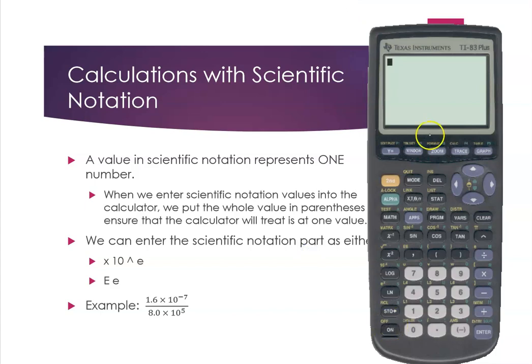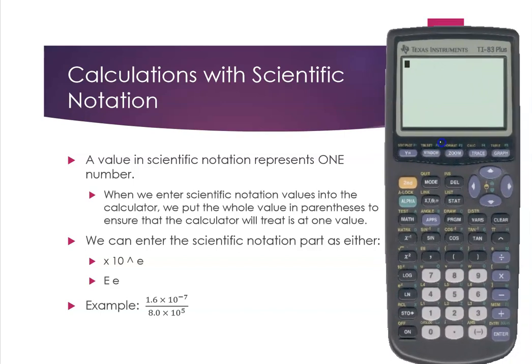So we can enter our values in 2 different ways. We can either put them in just as written, times 10, caret whatever exponent you have, or we can use the E button on the calculator. Either way, we want to make sure that we put our entire scientific notation value in parentheses to make sure that we are telling our calculator what we want to do correctly.